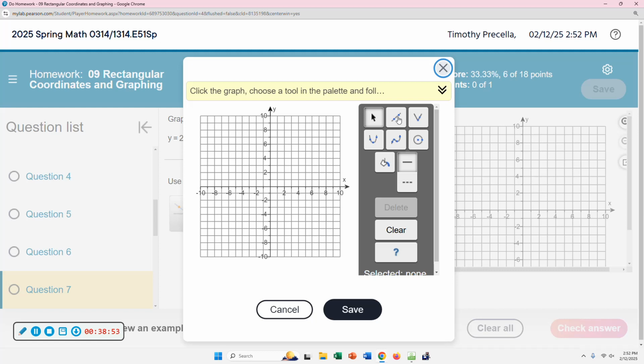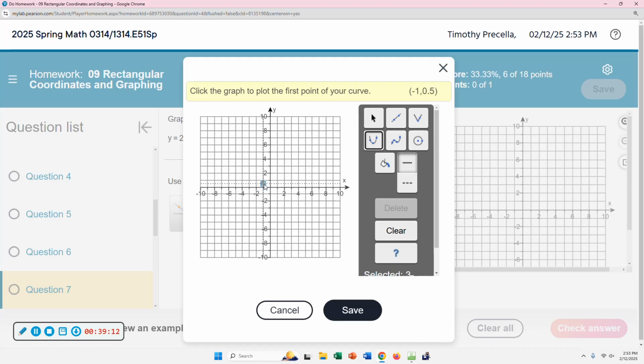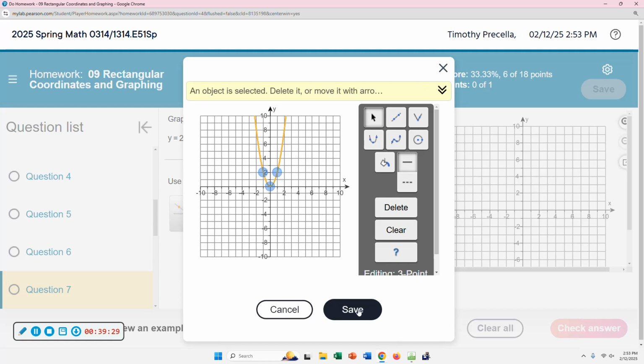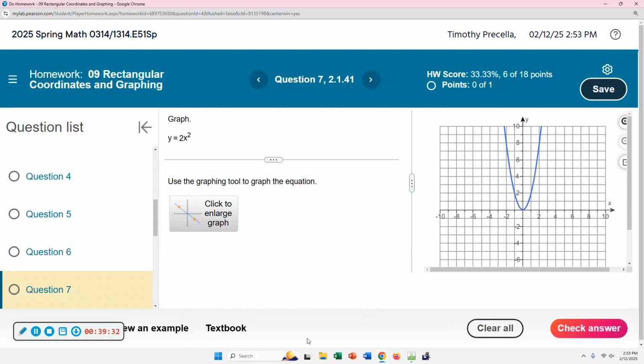And it's not a line. It's not a V shape. There's no absolute values. There's 3 points, or we found 3 points, and it's quadratic. So there. And -1, 2. Left 1, up 2. Am I left -1, 2? Yes. 0, 0. Okay. And 1, 2. 1 up 2. Am I 1, 2? Yes. And save it to transfer the graph back and check your answer.